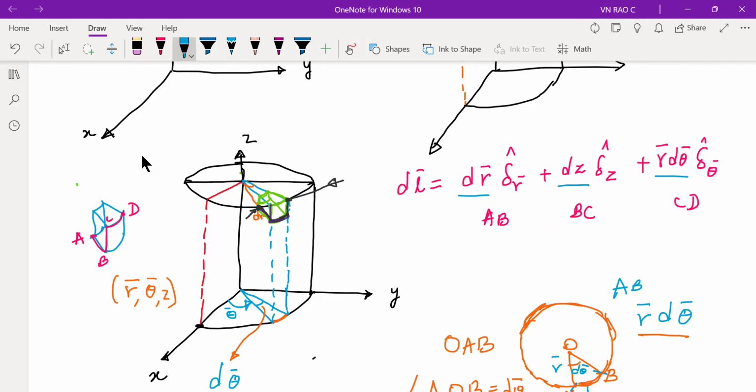We'll see in the next session the differential surface in cylindrical coordinates. Hope this session is a little longer, but it is very essential to understand, because many times we take a small element and say that it is a straight line, but this is an arc length, so you should be very careful.